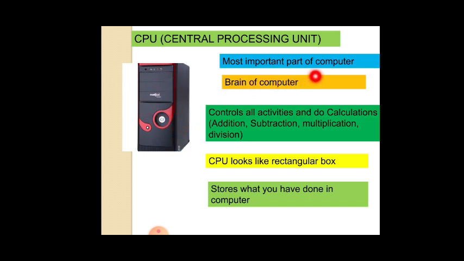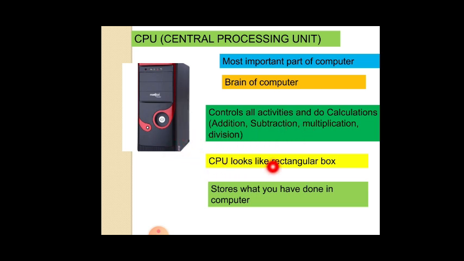Next, see the CPU image, children. The most important part of the computer. So CPU is the central processing unit, which is the most important part of the computer. It is also called as the brain of computer. It controls all the activities and does calculations such as addition, subtraction, multiplication and division. So what is addition? Adding the two numbers, subtracting the two numbers, multiplying the two numbers, and next is dividing the two numbers. All these calculations are done in the CPU.